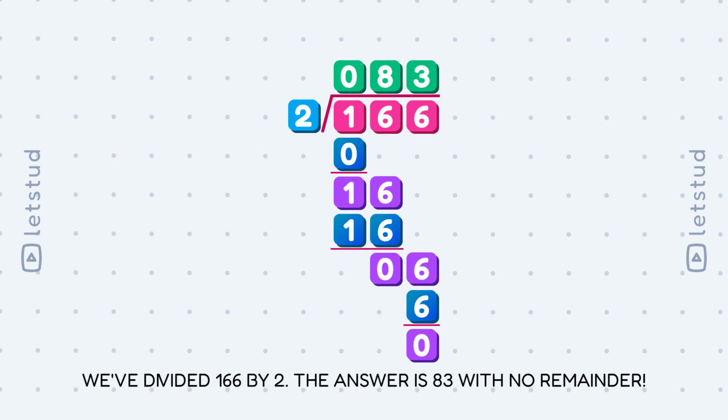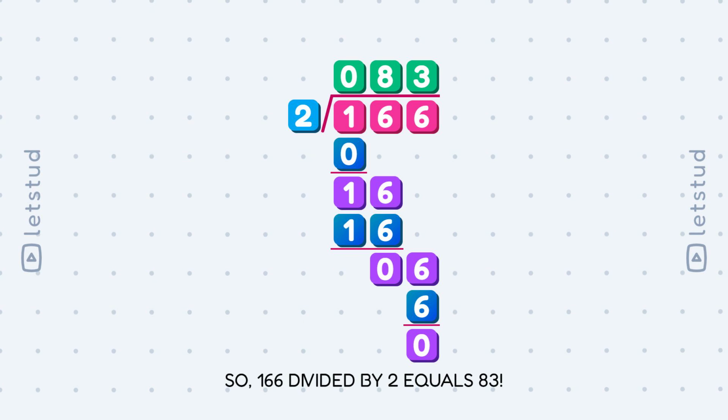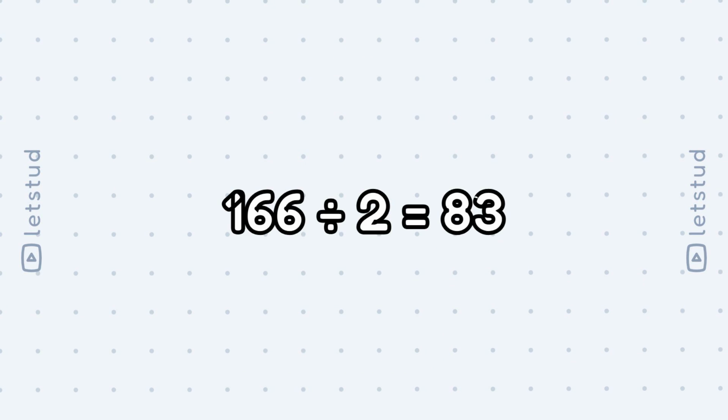We've divided 166 by 2. The answer is 83 with no remainder. So, 166 divided by 2 equals 83. Great job, everyone! We just tackled a long division problem step by step.